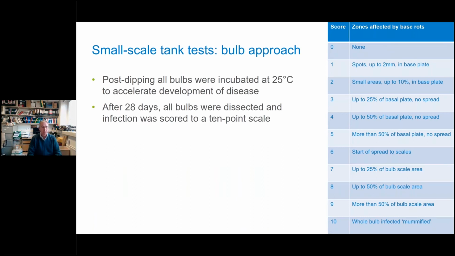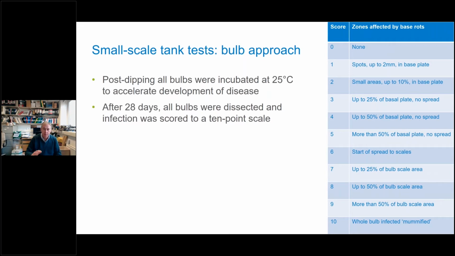But we also looked at bulbs that came out of these tanks. So post-dipping, all the bulbs that we were looking at were incubated at 25 degrees centigrade to accelerate development of any disease. And at the end of 28 days, we dissected all the bulbs and scored them on infection on a 10-point scale. And that 10-point scale is shown on the right side of the screen.